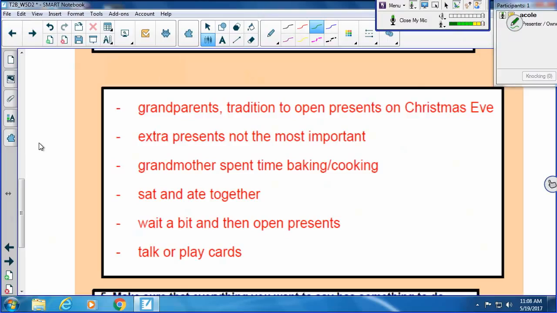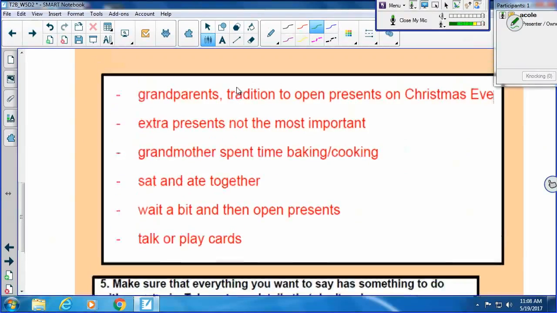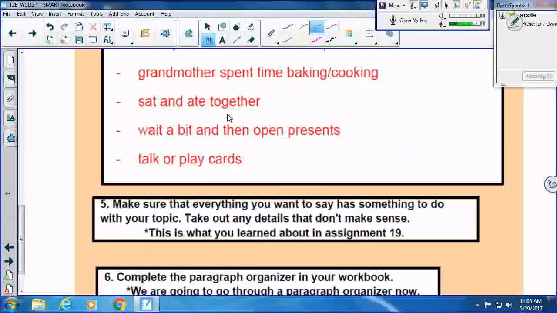And then just talking about what happened after dinner, you know, how we'd wait a bit before we opened presents, maybe by talking or playing cards. So this just gives you a peek at the sorts of details that will be in the middle of my paragraph.